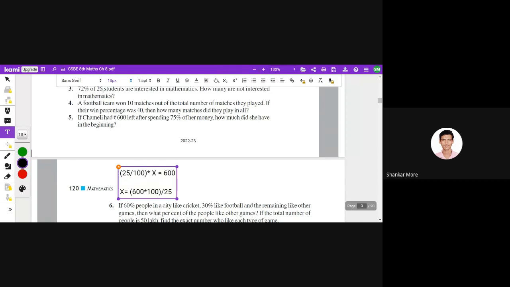If you think it logically as well, 600 is 25%. So if 600 is 25%, then 50% is going to be 1200, right? अगर 600 रुपया 25% होता है तो 1200 रुपये कितना होगा? 50% होगा. So if 1200 is 50%, then 100% is going to be 2400 rupees, right? So this is how we can solve it.